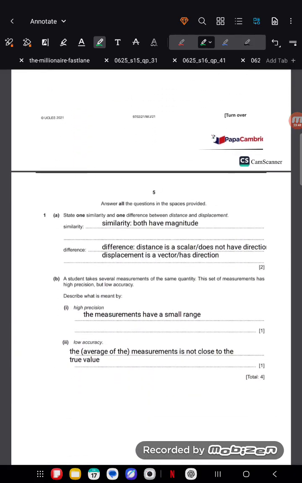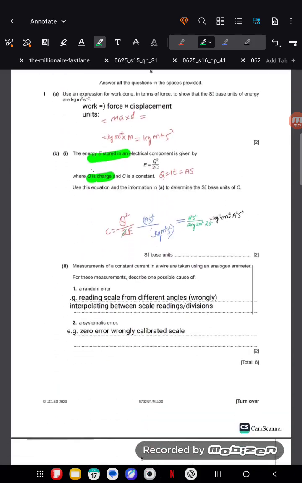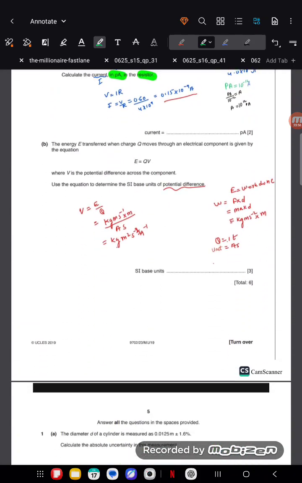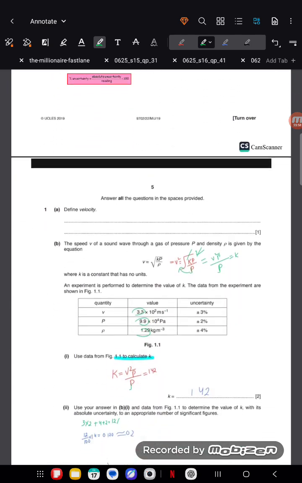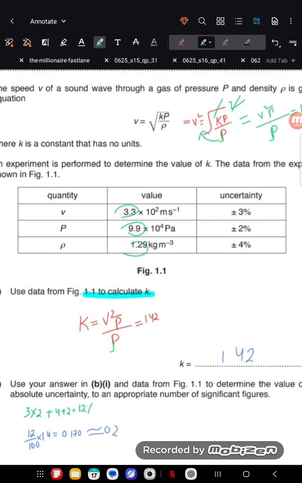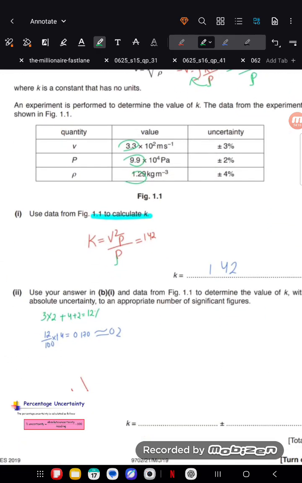So all these questions are the same, so it's not difficult at all. Again, this question is also the same. You can see this is a square root, so you know what you have to do. When it is a square root, you have to divide with 2. You have to divide this with 2.